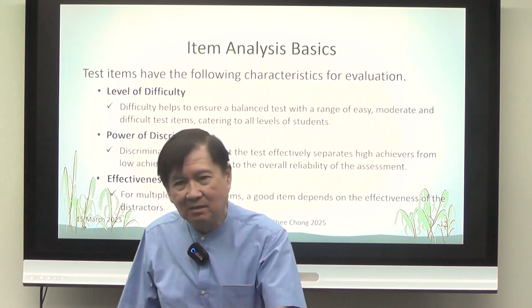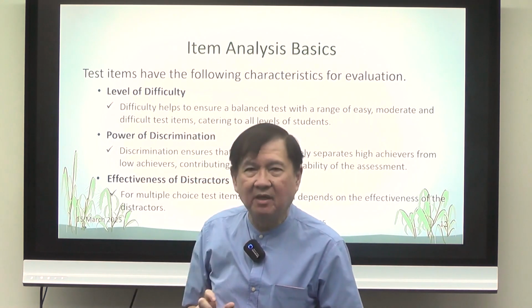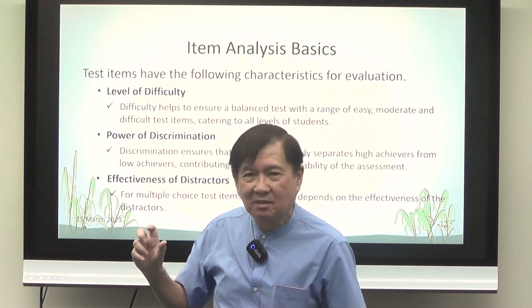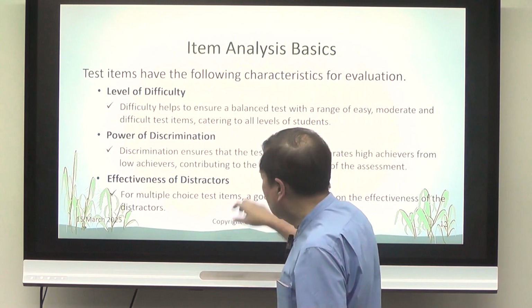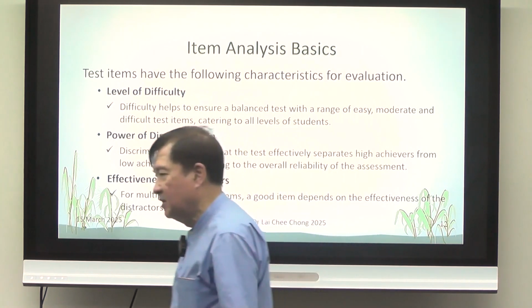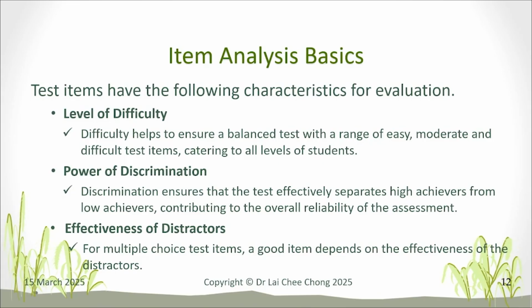Maybe A, B, C, D. Of course, one is the correct key, fair enough. The other three are the distractors. These are what count. So we do look at it. How can we evaluate the effectiveness of the distractors for MCQ? Okay? Fair enough. So far, so good? Okay.